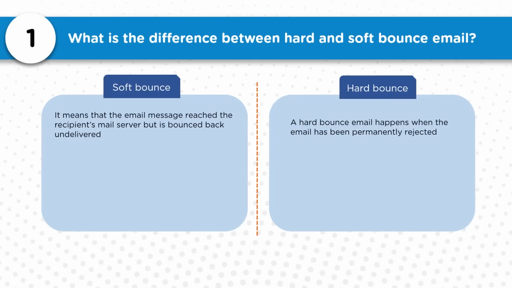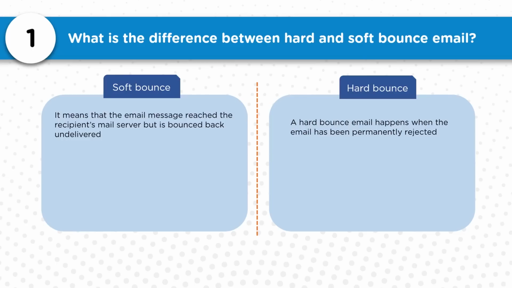So if you're a digital marketer, you're in charge of sending out lots of emails, let's just say thousands, or it could be in the hundreds of thousands of emails. You're going to get some bounces. And so you really want to know the difference between a hard and a soft bounce. So a soft bounce just means that the email message reached the recipient's mail server but bounced back as undelivered. So think of it as delivering actual mail to a post office.